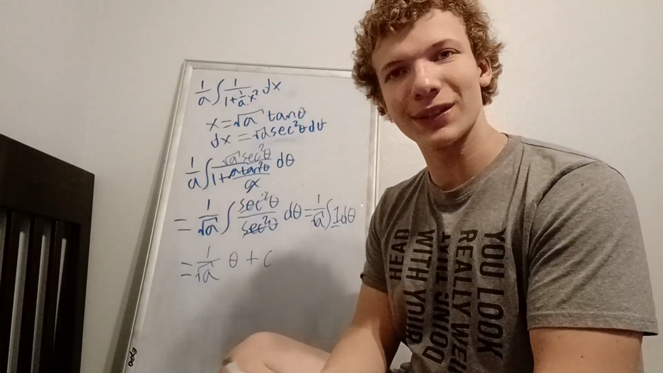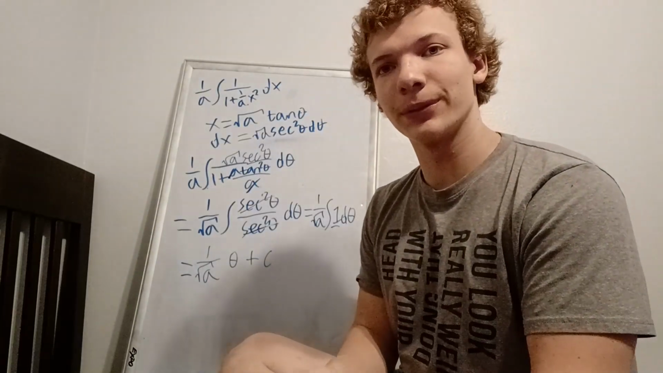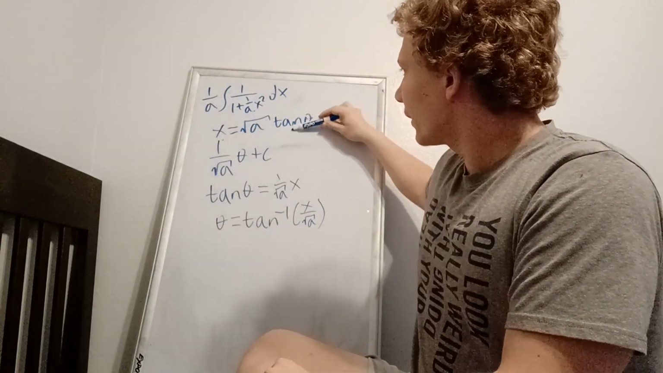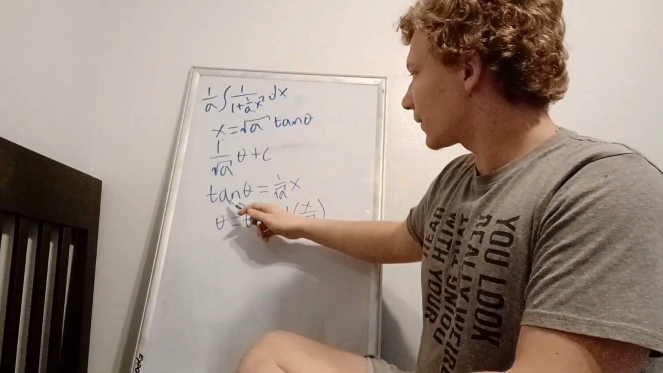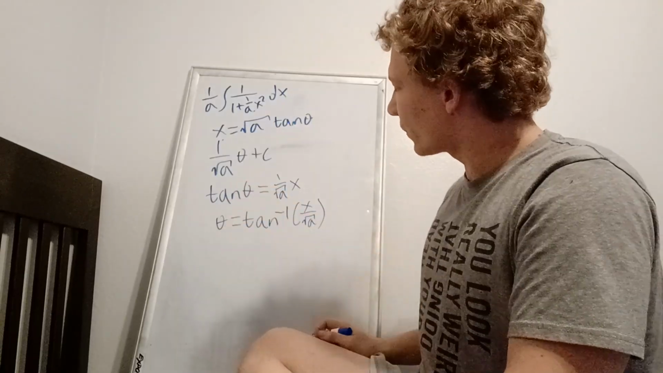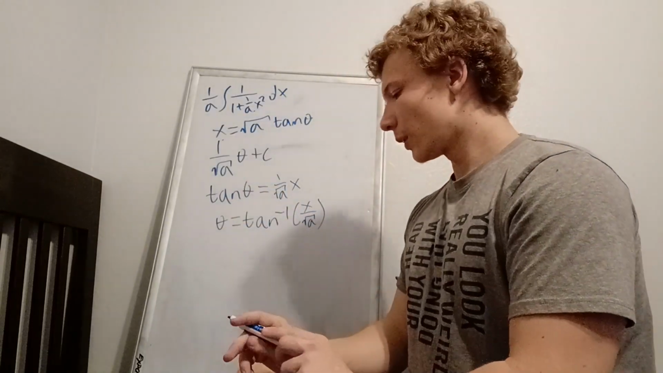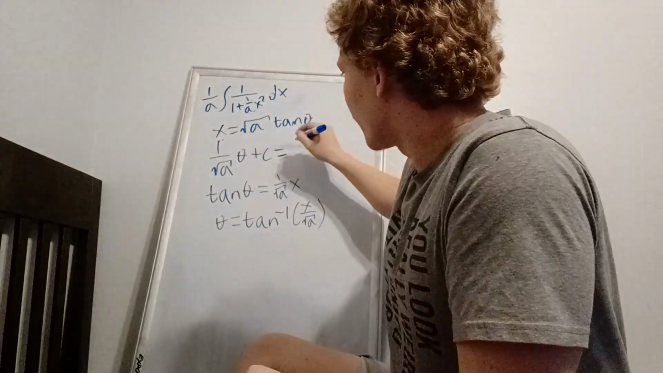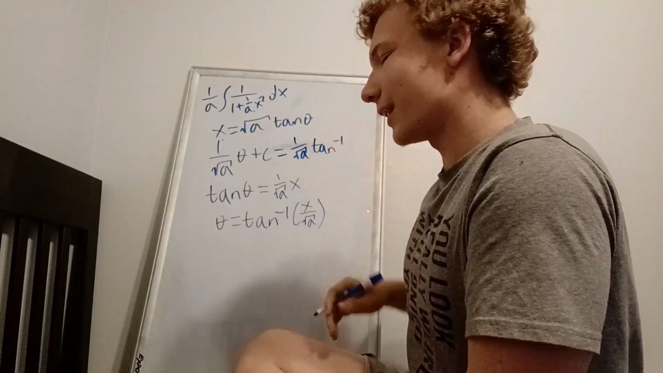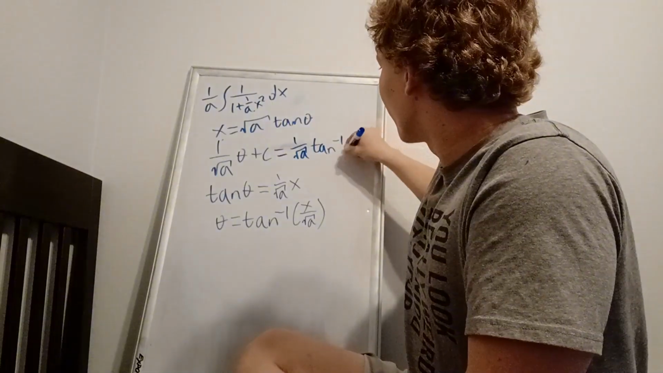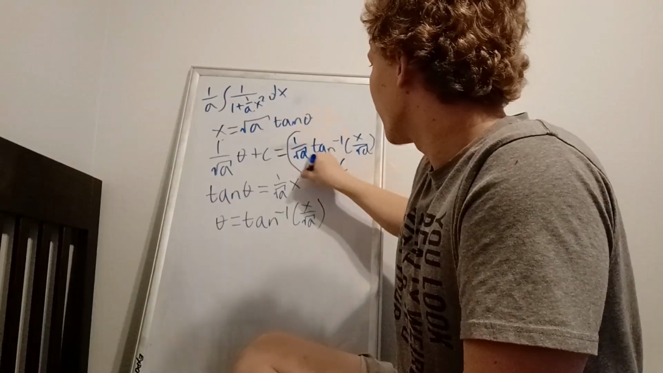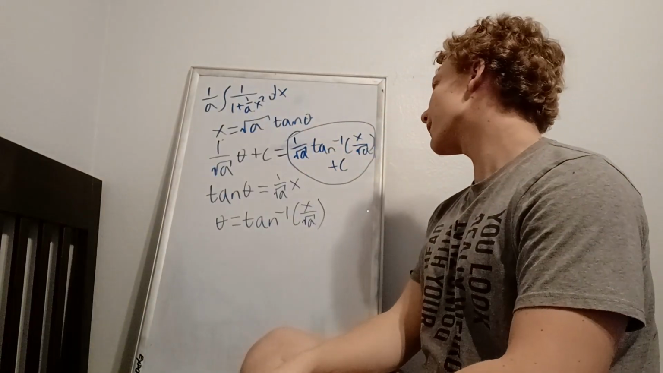Okay, so now we just have to translate from theta back into the x world. If our expression is 1 over root a times theta plus c, well, we know from this, dividing by root a on both sides, we get tangent theta is equal to 1 over root a times x, and then theta must be equal to arctangent of x over root a. This means that this expression becomes 1 over root a times arctangent of x over root a plus c. And this would be our final answer.